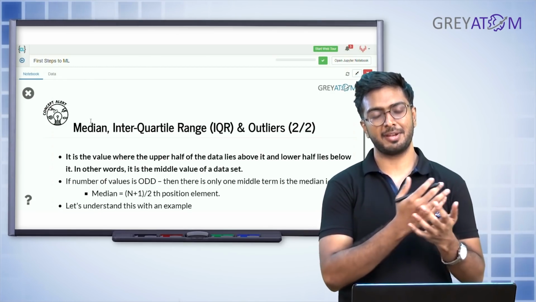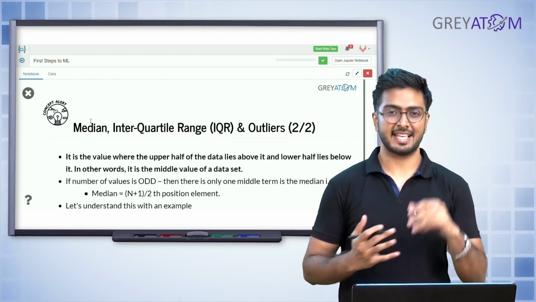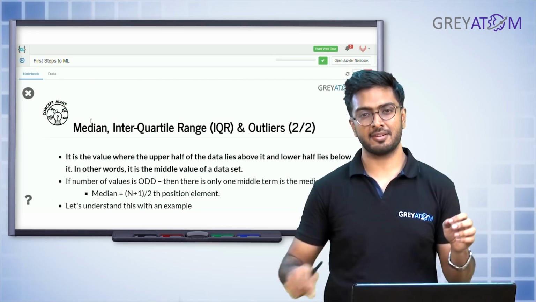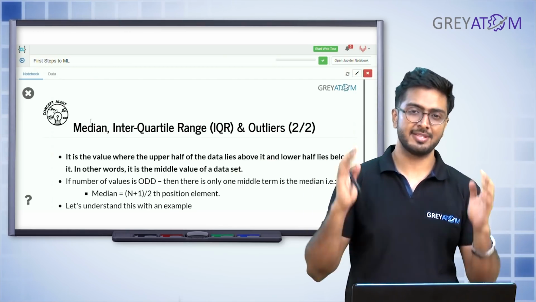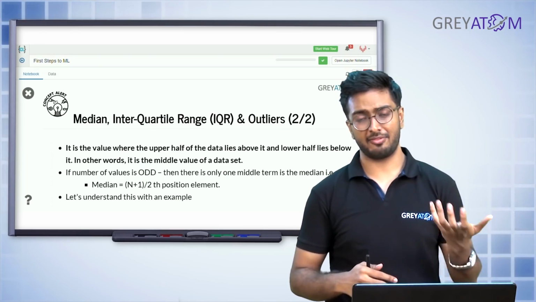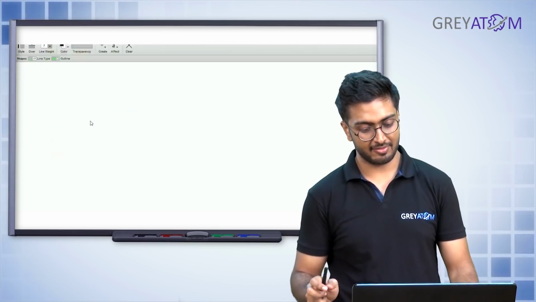So mean was where you take the summation of all the values and divide it by n. Median is exactly the middle value. If you have 5 values, you arrange them in ascending order, and the third value is your median, right? It divides your data into 50-50 percent. So this is your entire data, and this is your median, the value which sits exactly in the middle of the data.